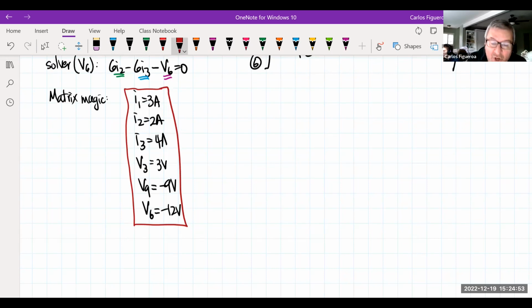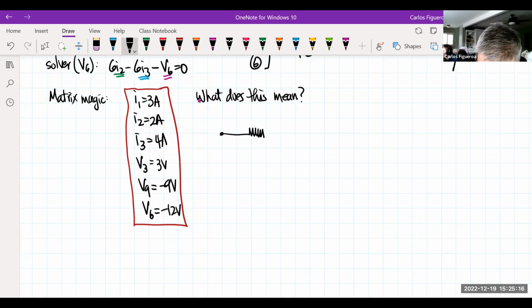So I now know what the voltages are. So what are these? What does this mean? So let's look at each of these individually. Here we go. Let's look at the first one. The first one tells me I have a resistor that's 3 ohms. I know that this is the polarity right here.